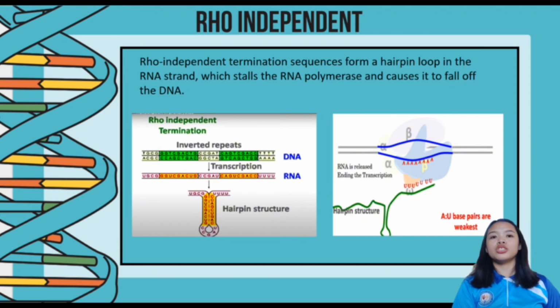So, in the second picture, this structure will fall off because the RNA is released, ending the transcription. Because the U base pairs with adenosine are the weakest, it will let go of that strand.